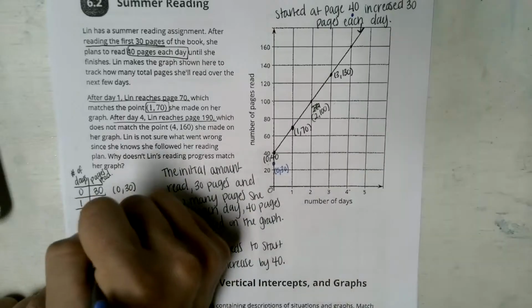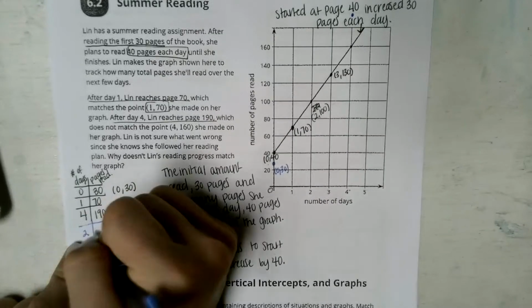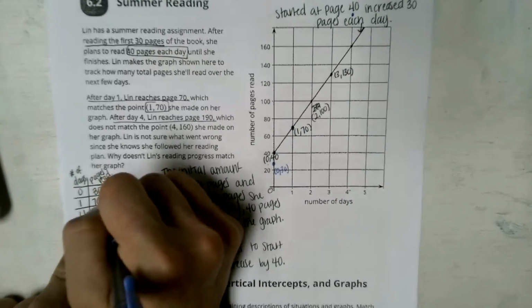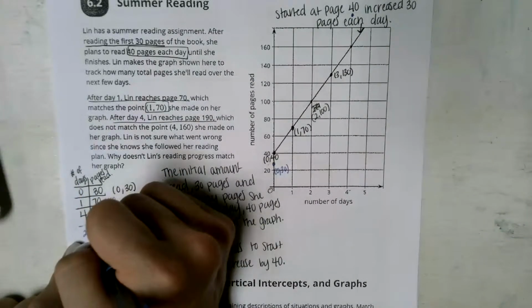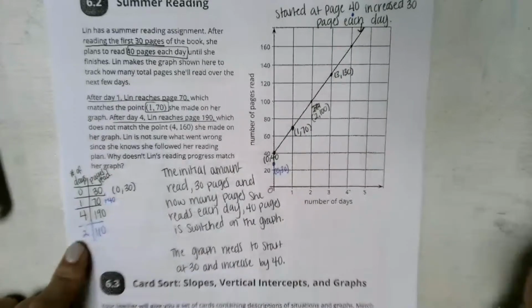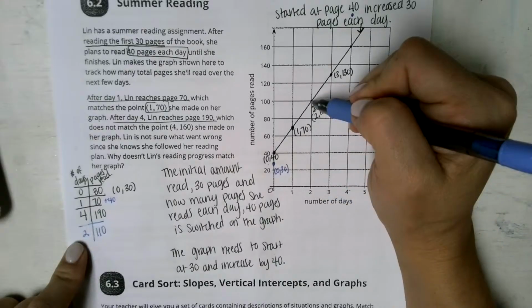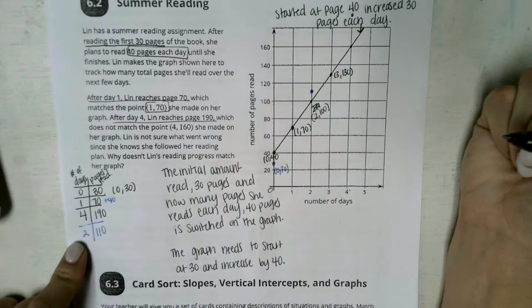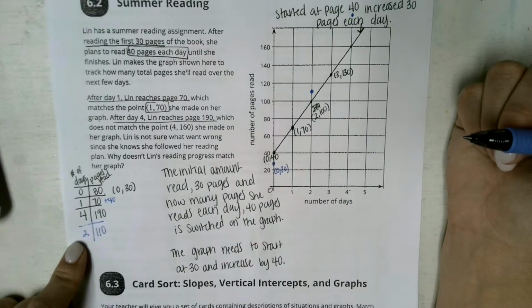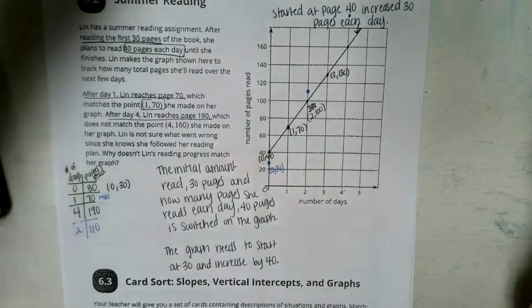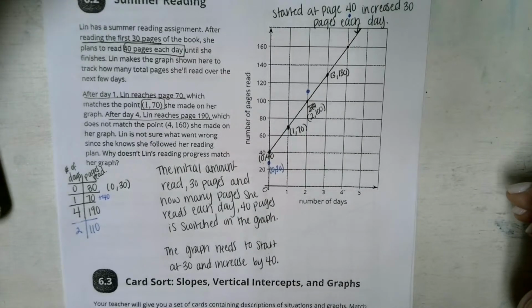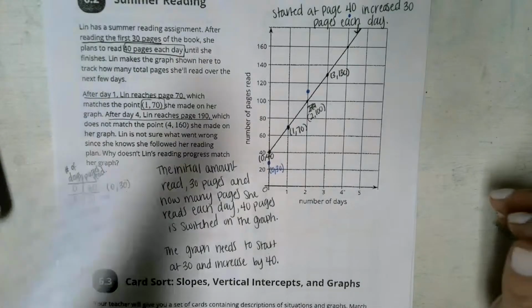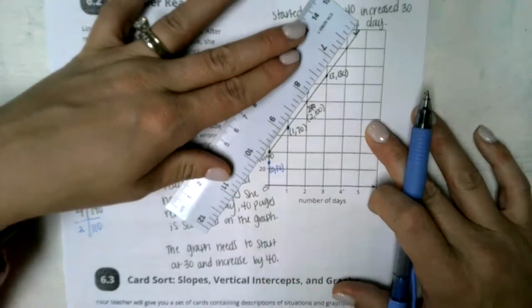But we could also include in here day 2. So 70 plus 40 would be 110. So day 2, 110. And then we can connect our points. So using a ruler or a straight edge, we are going to connect these points.